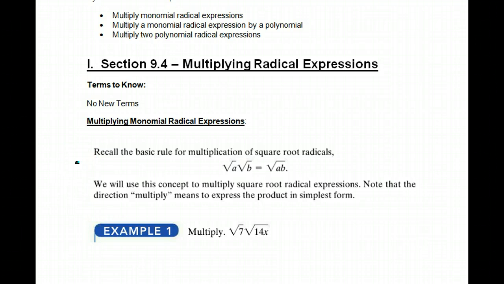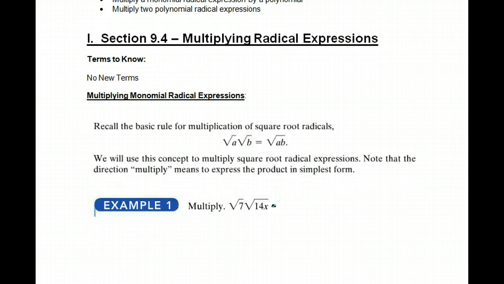I do need you to recall the basic rule for multiplying square roots, the square root of radicals. Please recall that if we are multiplying root A times root B, we are allowed to combine what's underneath those radicals into one. We're still going to use this concept as we work through this lesson. And please note that the direction multiply means to express the product in simplest form as we're working through these problems.